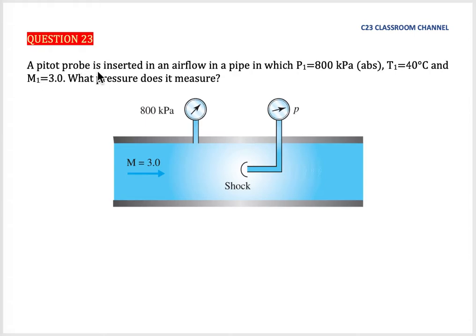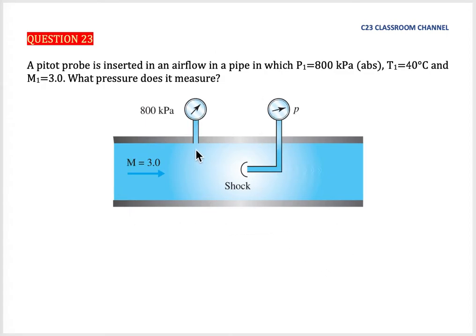A pitot probe is inserted in an airflow in a pipe in which P1 equals 800 kPa absolute, T1 equals 40 degrees Celsius, and M1 equals 3.0. What pressure does it measure? So this question can be reflected to this diagram.